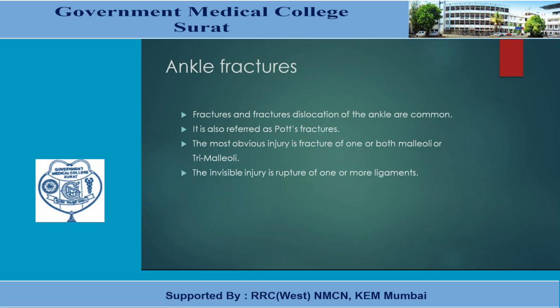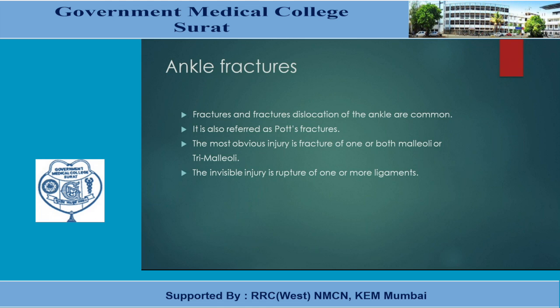Ankle fracture. Now we have seen the ligaments. The ligaments are most commonly seen on MRI and fractures most commonly seen on X-ray. Okay, fracture and fracture dislocation of the ankle are most common. It's also referred to as Pott's fracture. The most obvious injury in fracture is to one or both malleoli, or trimalleolar. The malleoli are the medial malleolus, lateral malleolus and posterior malleolus. If there is a medial malleolus and lateral malleolus fracture, it is called a bimalleolar fracture. If there is also a posterior malleolus fracture, it is called a trimalleolar fracture.